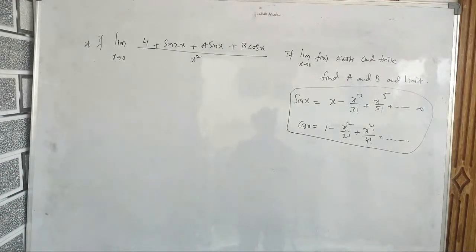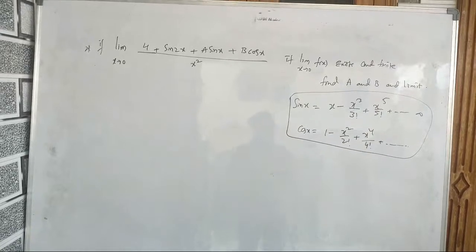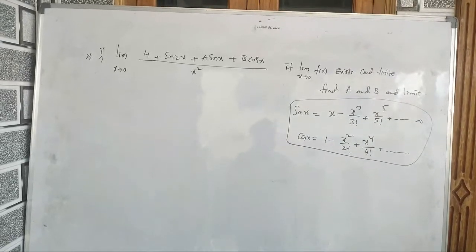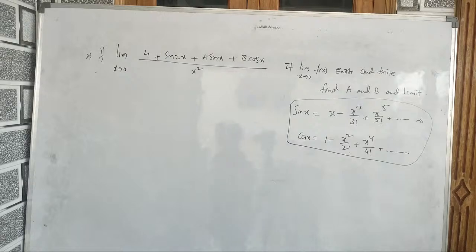It's a most important question. He's saying that limit x tending to 0 of (4 plus sine 2x plus a sine x plus b cos x) divided by x square, and if the limit exists and is finite, find the a value, b value and the limit value.